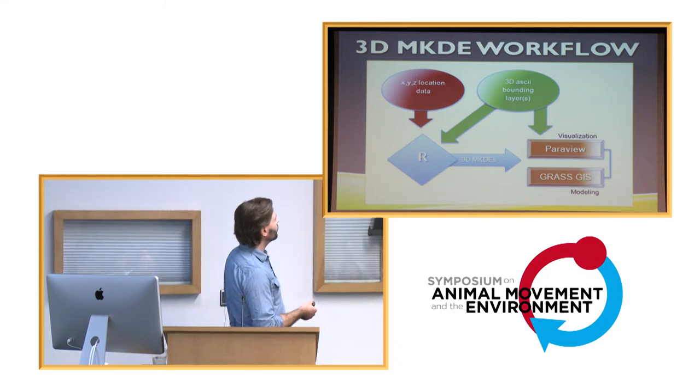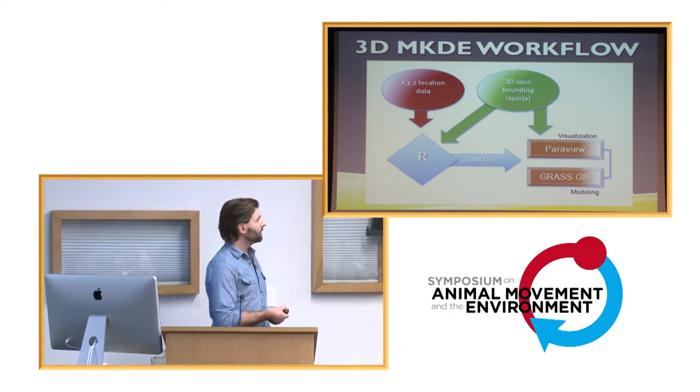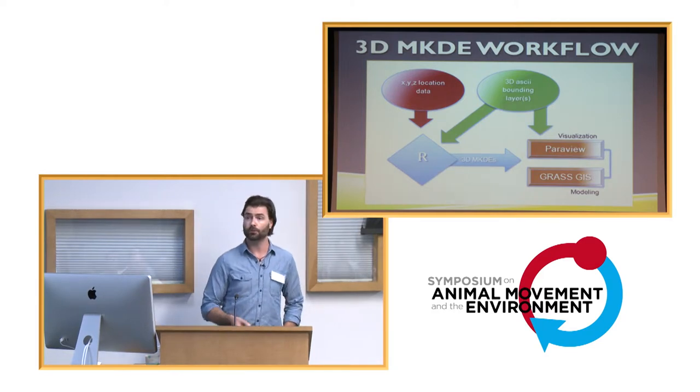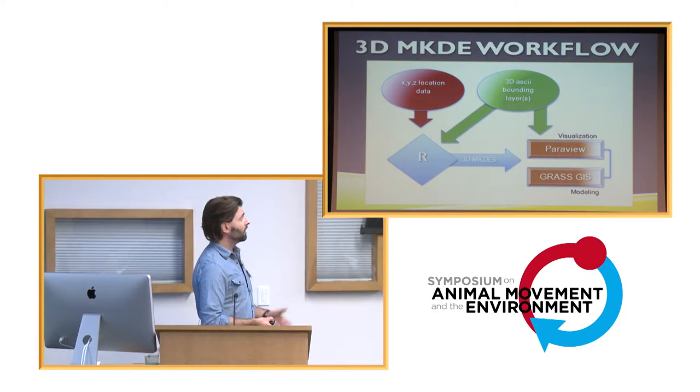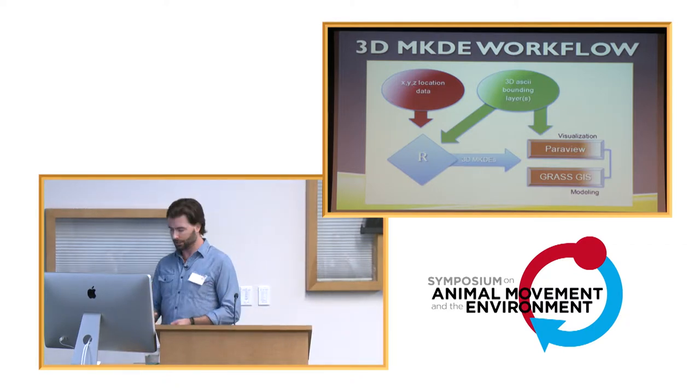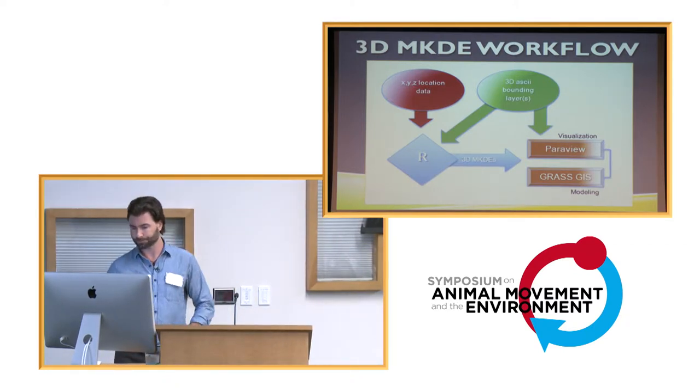So you input your XYZ location data into the R package, as well as your ASCII bounding layers, and then it puts out outputs for visualization in ParaView. Also, VisIt is another really good free visualization software that can handle this. And then you can also do all your modeling in GRASS GIS. So everything is free to download, open source software.